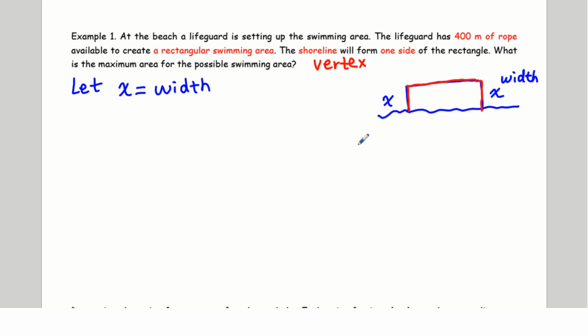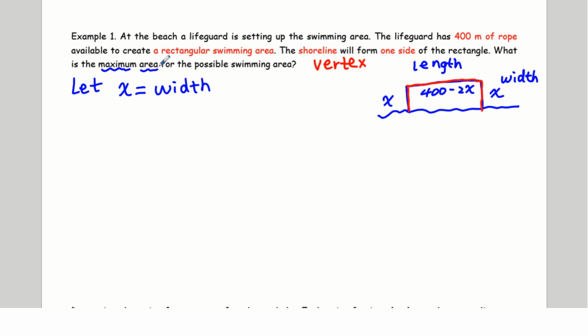And we need to figure out what the length is for this rectangular swimming area. You have altogether 400 meters of rope. So one side is x, another side is x. This length will be 400 take away 2x. Then it asks you to look for the maximum area.